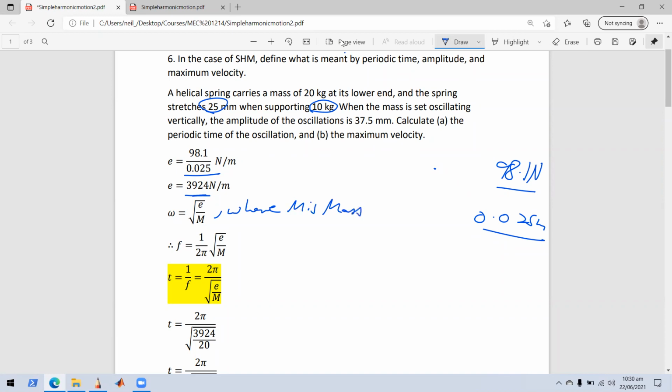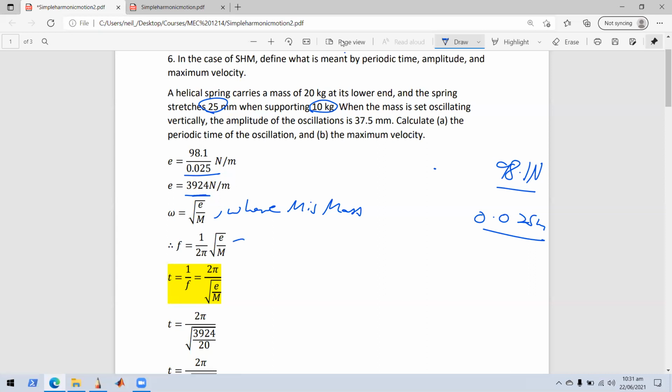Right, where M is mass. Now we know to get the frequency, we divide by 2 pi, so we multiply by 1 upon 2 pi. And then to get the time, we just find the reciprocal of frequency. So we take 1 over the frequency. So 1 over this is just going to be like flipping it, putting 2 pi on top.